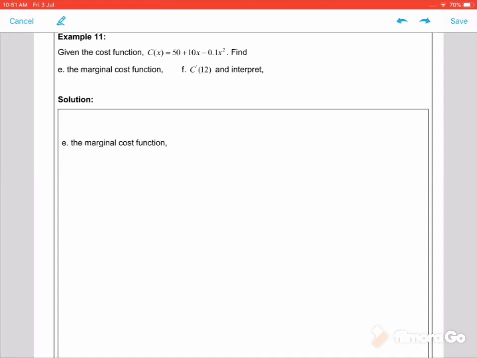So the formula for the marginal cost function is the differentiation of the cost function with respect to x. So we just take the cost function and differentiate it with respect to x. We'll get our C prime(x) equal to 10 - 0.2x. Okay, so this is our marginal cost function.